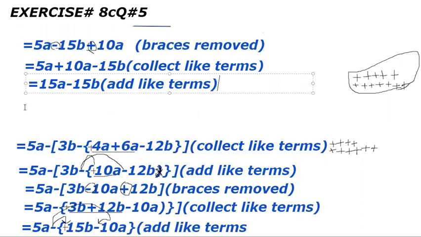Okay, the next step, listen students, now we have learned how to use grouping symbols and how to remove them to simplify algebraic expressions. Look, we are using grouping symbols and we are removing the grouping symbols. Grouping symbols are parentheses, braces, and square brackets. We have learned how to remove the grouping symbols.